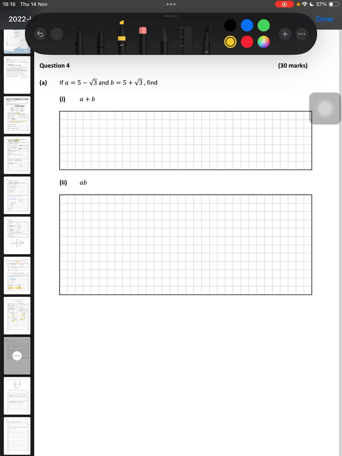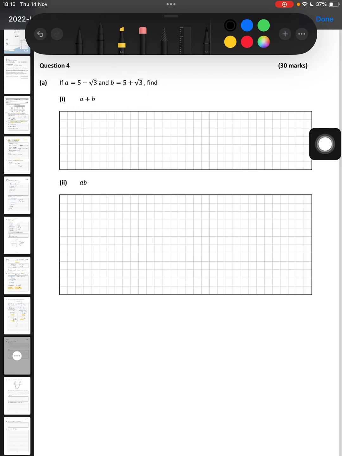Okay, so we are looking at question 4 here from our 2022 ExamCraft mock, paper 1. The first part of question 4 says if A is 5 minus the square root of 3 and B is 5 plus the square root of 3, find A plus B and find AB. Okay, this is very similar to our complex numbers stuff, or literally just subbing in an algebra.